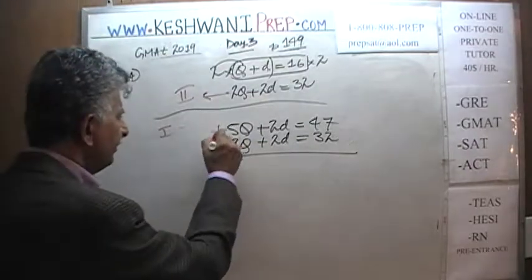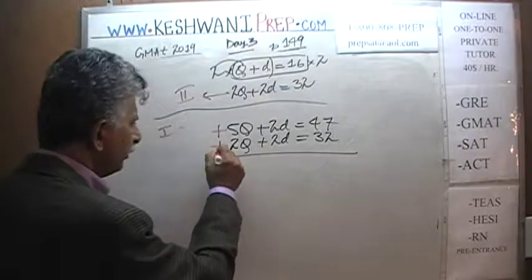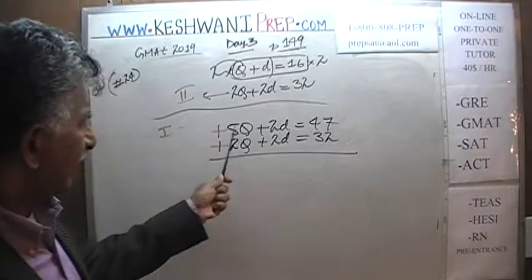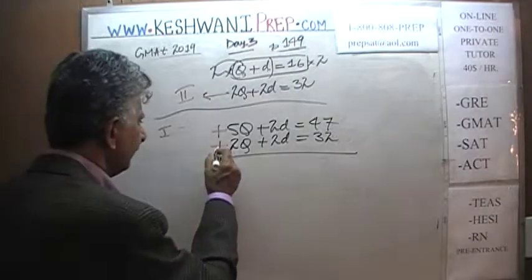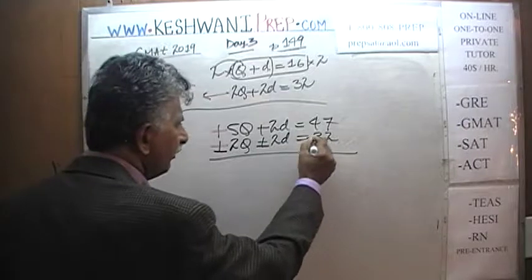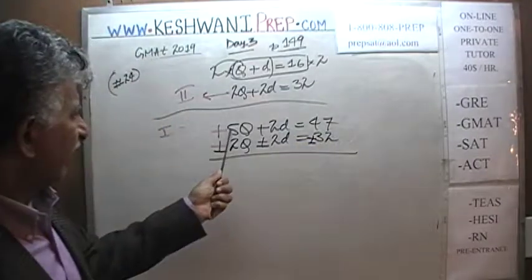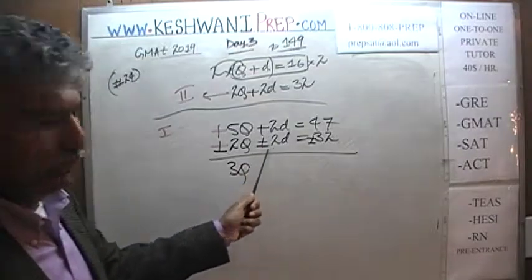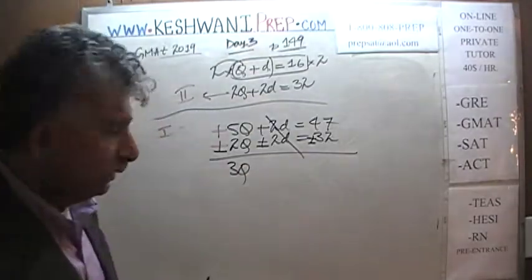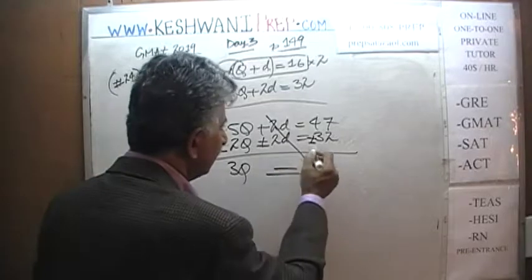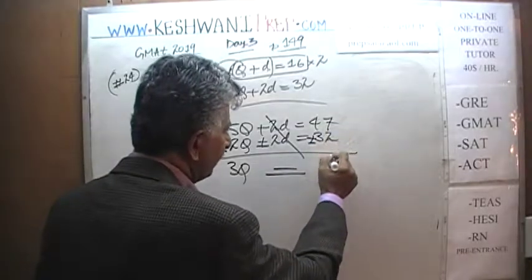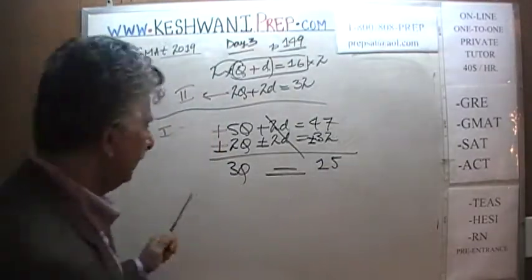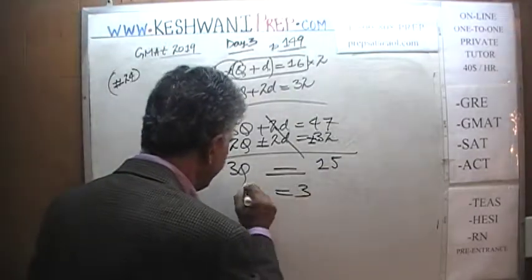Here we have positive 5q, positive 2q, and since we are about to subtract the second equation from the first equation, we have to change the sign. Change the sign before you forget it. There we go. 5q minus 2q is going to give us 3q, and positive 2d and a negative 2d are going to cancel each other out, which was the whole point, which means 3q equals... 7 minus 2 is 5, and 4 minus 3 is 1. There you go. 3q equals 15, which means q must equal 3.